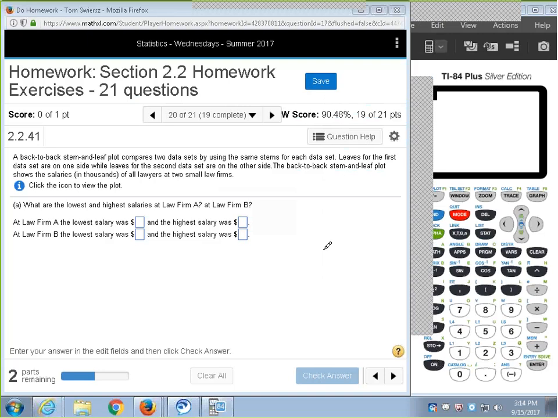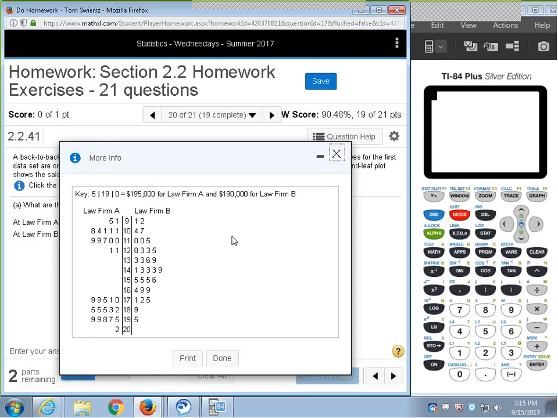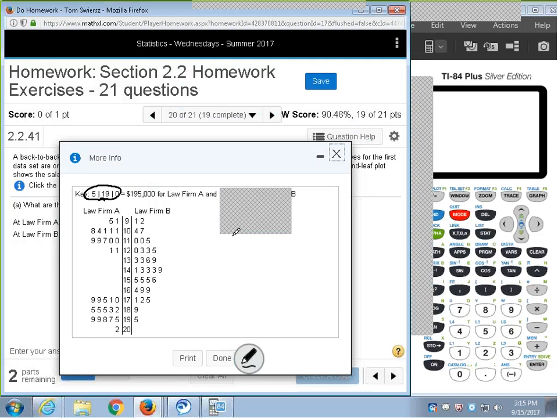The back-to-back stem and leaf plot shows the salaries in thousands of all lawyers for two small firms. Click the icon to view the plot. Okay, so clicking on the icon. Now notice the key here. A 5, then a 19, and a 0. This 19 represents the number of 10,000s, right?